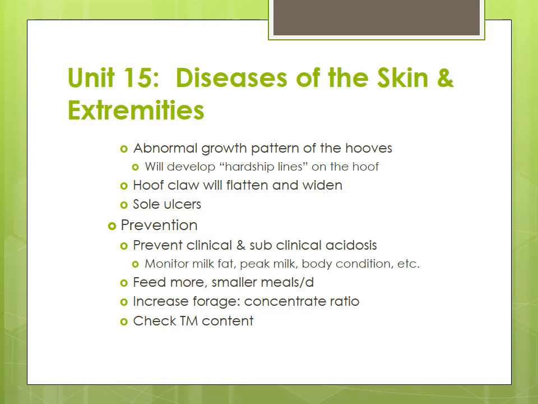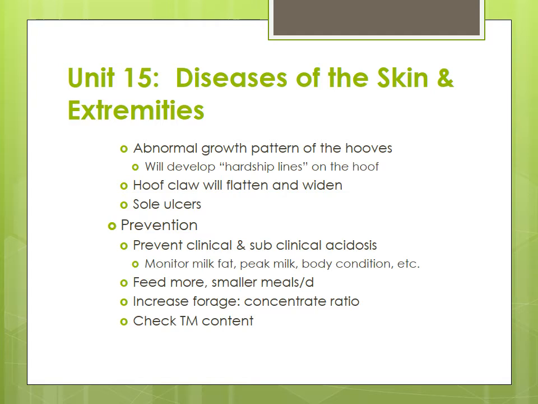Preventative things that you can do is first off, nutritionally, make sure that we prevent clinical and subclinical ruminal acidosis problems. So monitor milk fat, body condition, peak milks, and you say, well, why milk fat? Well, whenever milk fat levels get depressed, that generally is a symptom of rumen acidosis or low rumen pH.